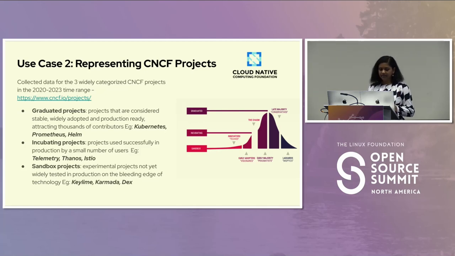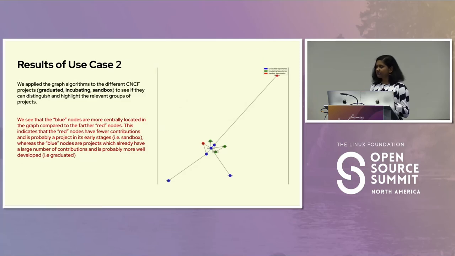So based on these different categories, we took data and we applied these algorithms on a bunch of the CNCF projects. We took a collection of about 75 CNCF projects, and in some of the results that we saw from these algorithms, again, we get to identify which are those more centrally located nodes. The blue ones that we see here correspond to the graduated projects. The green ones are some of the incubating projects, and the farther red nodes that we see here are some of the sandbox repositories. The sandbox repositories do have some contributors who have been working on more well-developed projects, but the placement of the nodes in the graph gave us an indication that they still do not have that strong user base yet, or do not have that many contributions yet. So this is one example of the representation.